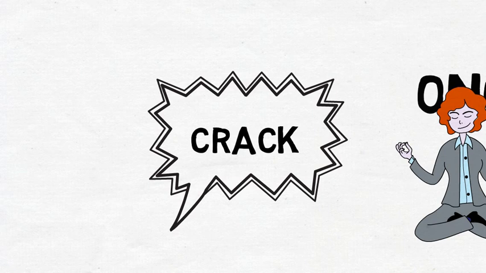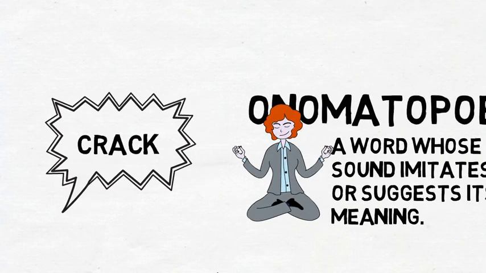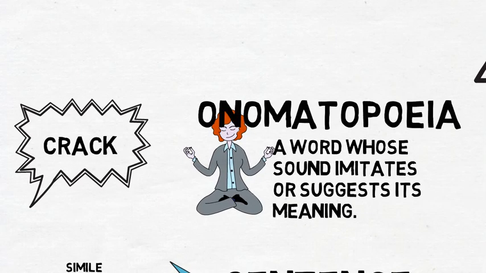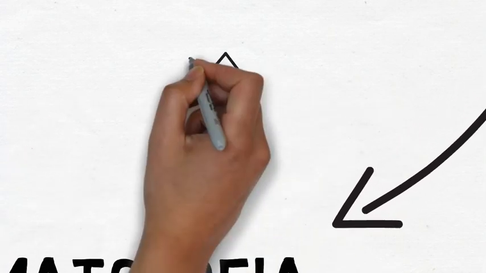So why do these native speakers, or why do these English people, put mematahkan itu sebagai crack? Why? Because they take it from its original sound. That's what we call onomatopoeia. Take a look at the example. Or another example that I can give you.